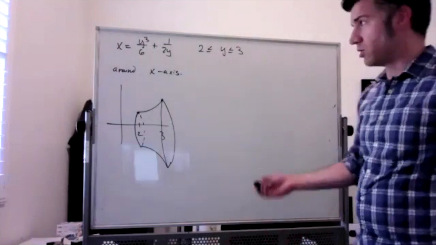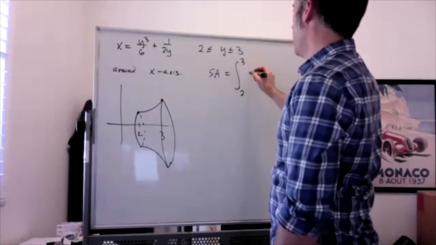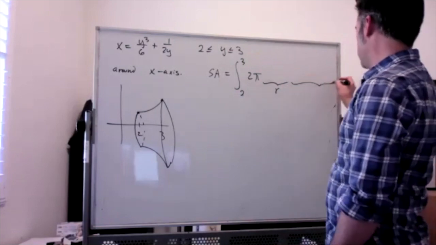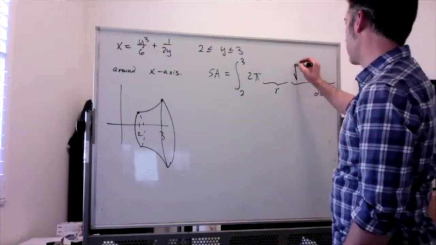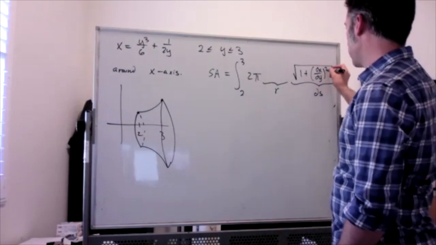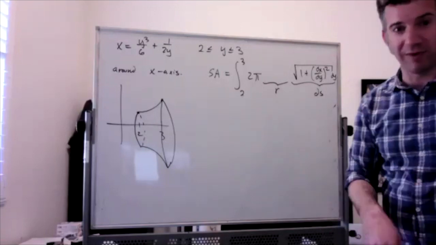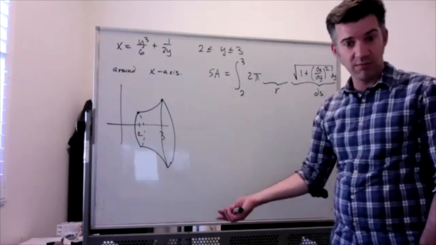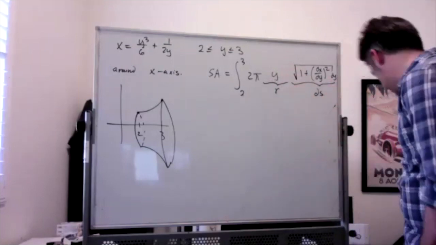So the surface area is equal to the integral from 2 to 3 of 2 pi times my radius times my ds. But I have to be in terms of y. So my ds has to be the square root of 1 plus (dx/dy) squared, dy. And let me ask everybody: if I'm going around the x-axis, what does my radius have to be? Oh yeah, it has to be y. And since we're in terms of y, we're going to leave it as is.